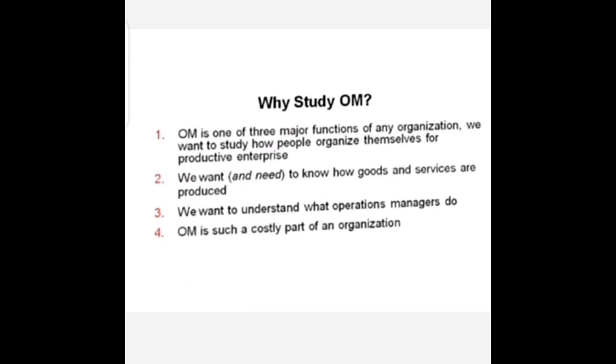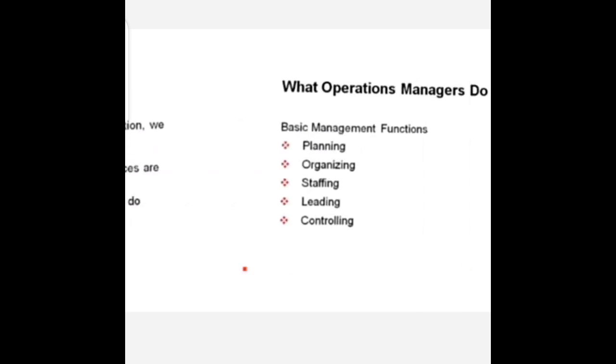So why do we study operations management? Operation management is one of three major functions of any organization. We want to study how people organize themselves for productive enterprise. We want to know how goods and services are produced. We want to understand what operation managers do. Operation management is such a costly part of an organization. So it is very costly as the processes take certain costs.